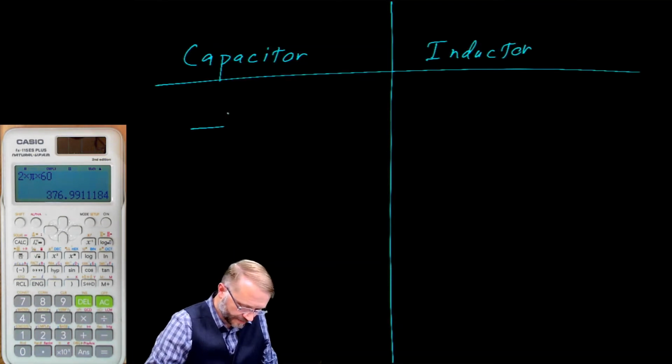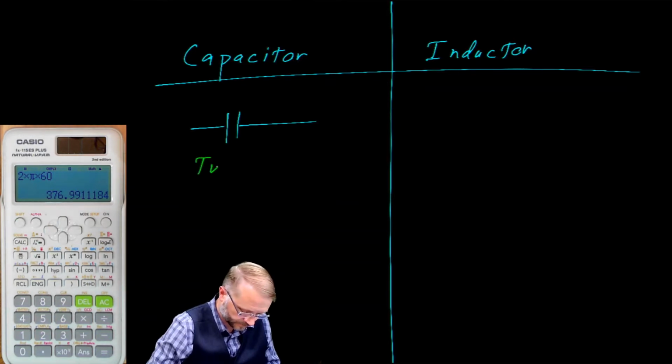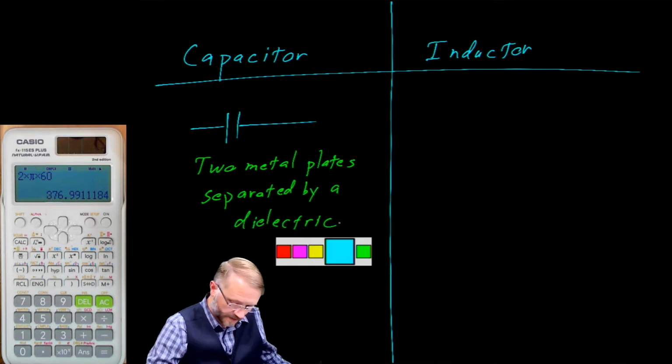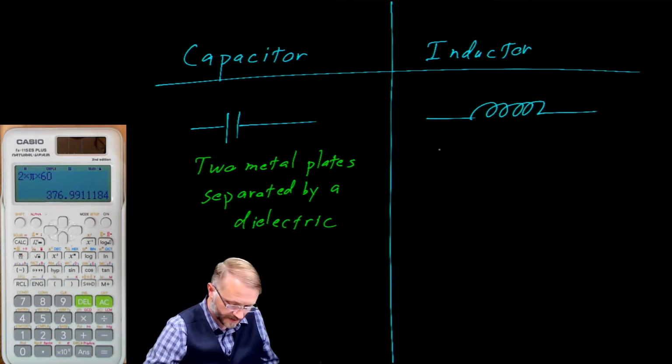The capacitor is 2 metal plates separated by a dielectric. The inductor has a schematic symbol that looks like that, and it is a coil of wire wound on a form.